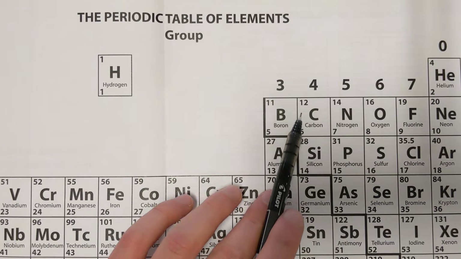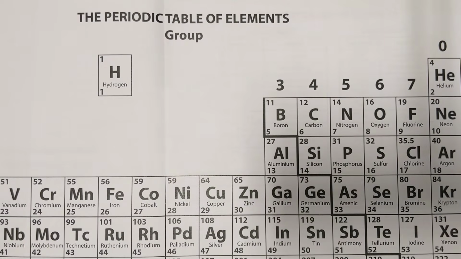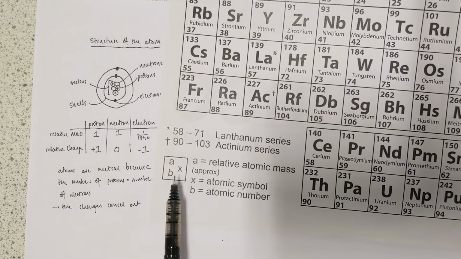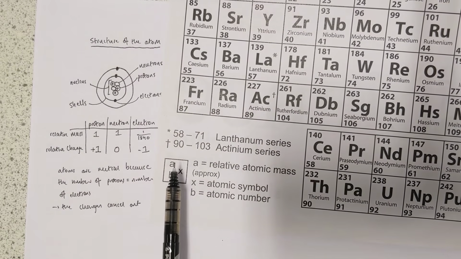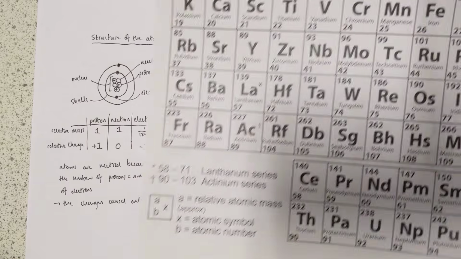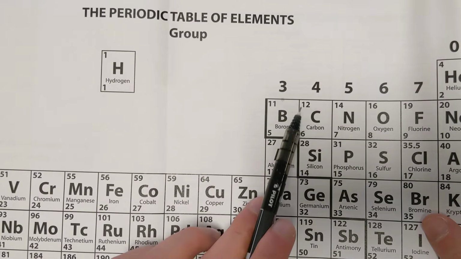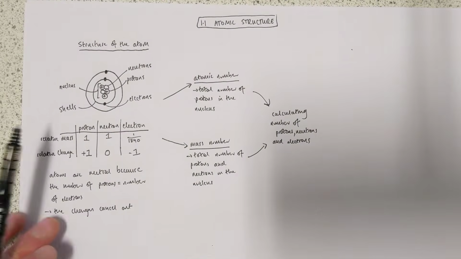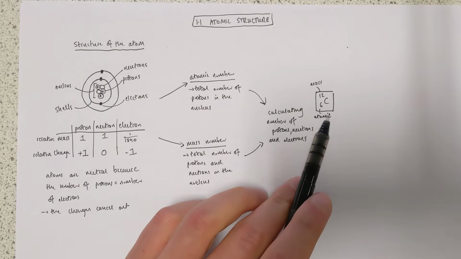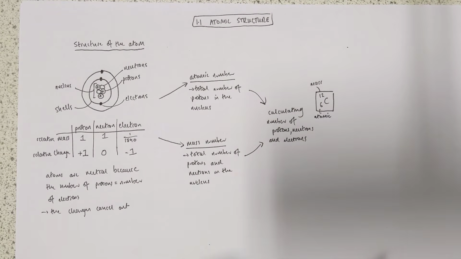The two key numbers here are 6 and 12. You need to know what they are. You can't just learn them off by heart, but there is a little key down the bottom of your periodic table. It says that the bottom number B is the atomic number, the top number A is the mass number. So 6 must be the atomic number and 12 must be the mass number. So that's the information we've got in the periodic table: atomic number 6, mass number 12.